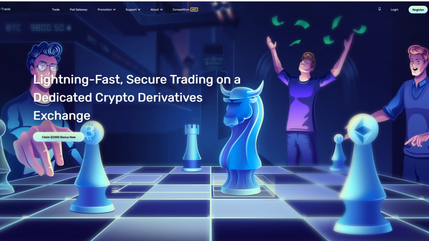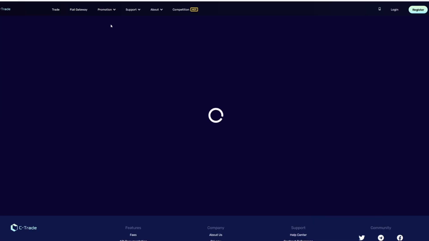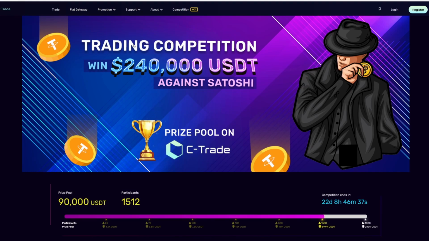And then we also have a couple other things going on. We go to the competition, you can see here that there is up to $240,000 USDT against Satoshi. So there's a lot on the line, I should say, and a lot of money to be made.